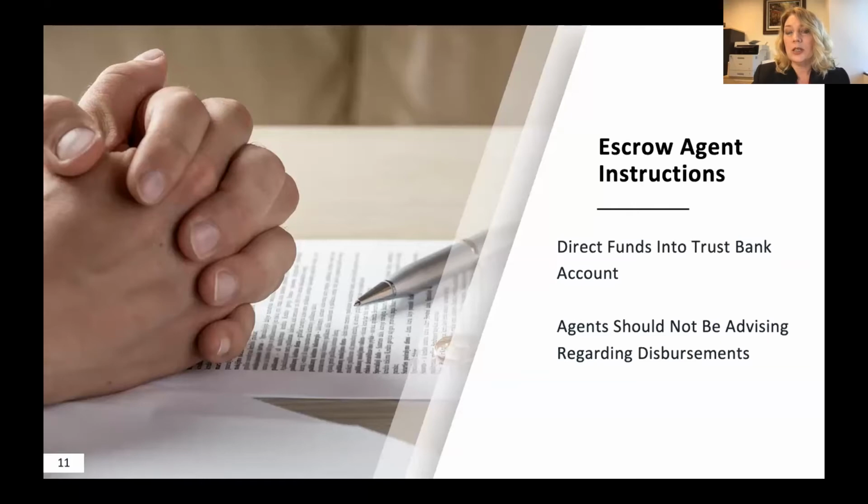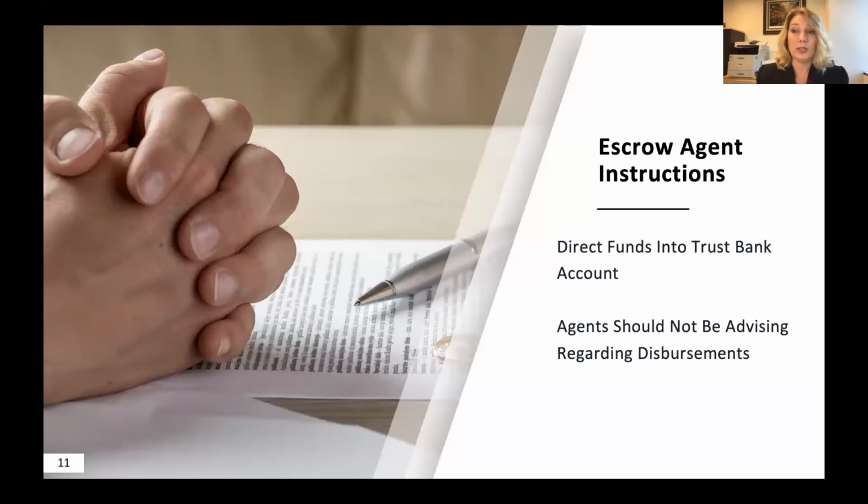And just a little thing about escrow agent instructions. You're going to direct funds to go into the fiduciary account. And agents, you should not be advising regarding disbursements. One of the reasons why is if you get that wrong, you may have liability. So I always tell my real estate agents, you should not be giving out that type of advice.